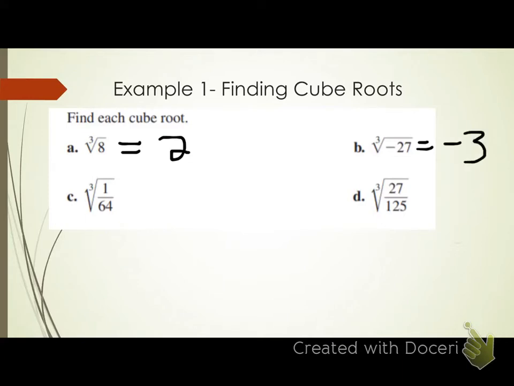Negative 3 times negative 3 gives me positive 9. Positive 9 times negative 3? Negative 27. So I know it's negative 3. So is negative 27 a perfect cube? Yes, because I get a nice whole integer out of it. Okay, C and D are a little different.